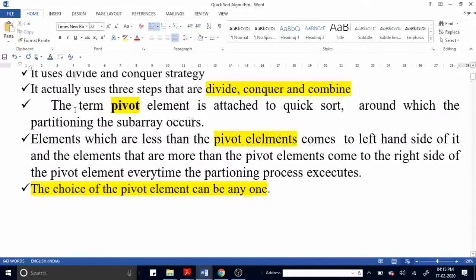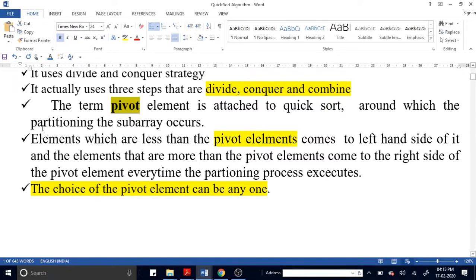Fourth very important point is a terminology called the pivot element. Please write it down. Quicksort means pivot, nothing else. The pivot element is an important term in Quicksort. Based on the pivot element only, we will be partitioning the array into subarrays. So how to find the pivot element, which element we should choose as the pivot element, that is important.